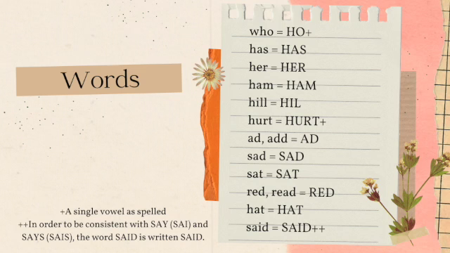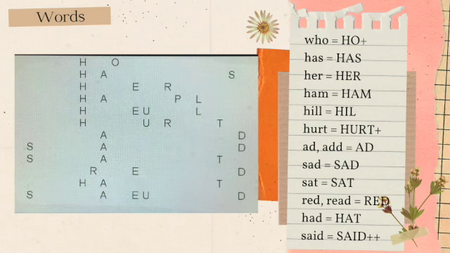Let's proceed to words. We have who, has, her, ham, hill, hurt, add. There are two words here, AD and ADD. Sad, sat, red. That's color. And the other one is past tense for read. We have hat and said. Okay, so take a look at the word said. So in order to be consistent with say and says, the word said is written initial S, long A, and final D. So here on the left side, we can see the strokes of the words on the right side.